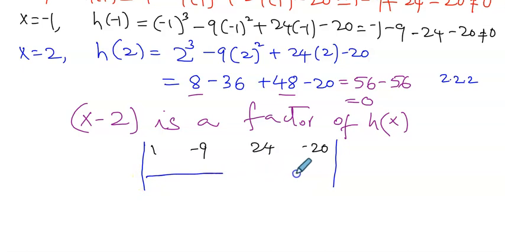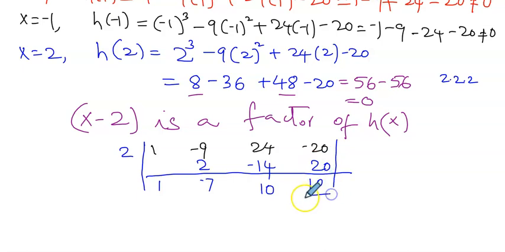Okay, let's move on. This I have x is equal to 2. Let us do synthetic division. Bring down 1. 1 times 2, 2. Minus 9 plus 2, minus 7. Negative 7 times 2, negative 14. Add them to give you a 10, right? 24 plus negative 14 is 10. 10 times 2 is 20.